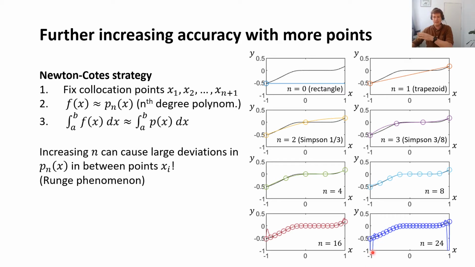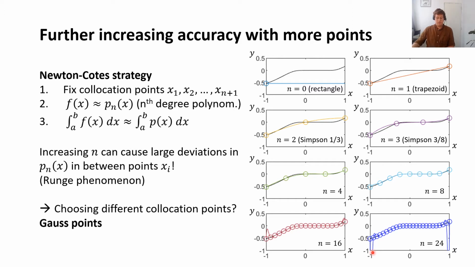So you see that when we're adding more and more points for these evenly distributed collocation points, we really start getting into trouble, and this is not a sustainable way to try and increase the accuracy of your integration methods.